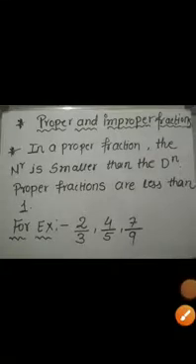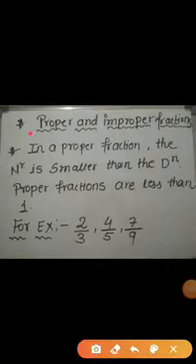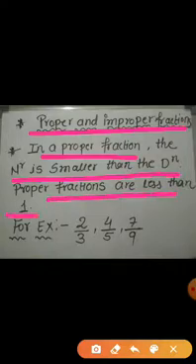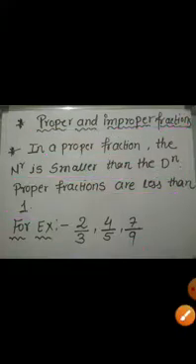Students, today I am going to discuss the topic proper and improper fractions. Let us understand first what do you mean by proper fraction. In a proper fraction, numerator is smaller than the denominator. Proper fractions are less than 1. For example, the fractions 2 by 3, 4 by 5 and 7 by 9 are the proper fractions as numerators are smaller than the denominators.